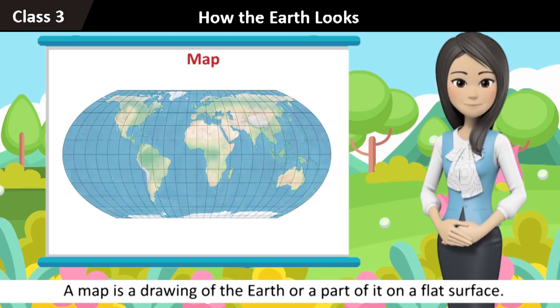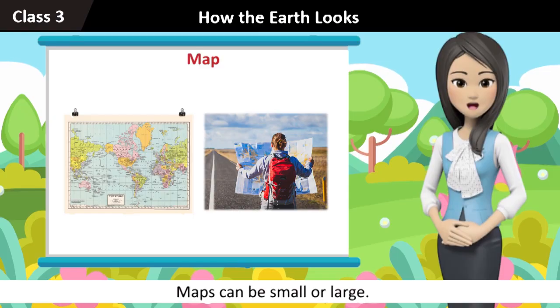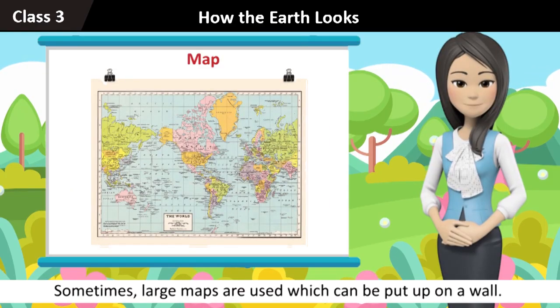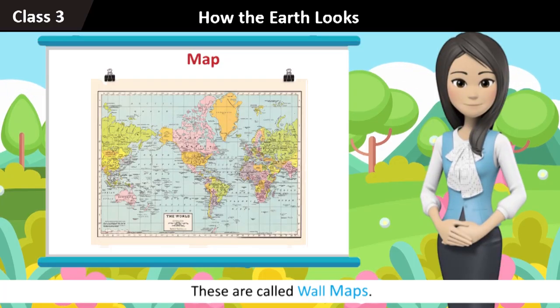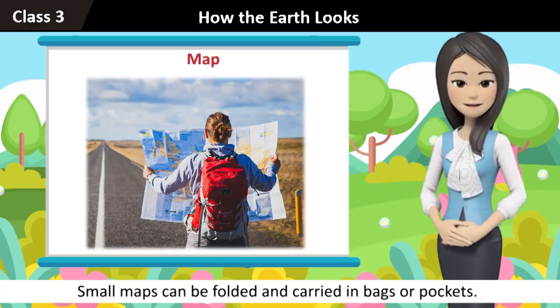Map. A map is a drawing of the Earth or a part of it on a flat surface. Maps can be small or large. Sometimes large maps are used which can be put up on a wall. These are called wall maps. Small maps can be folded and carried in bags or pockets.